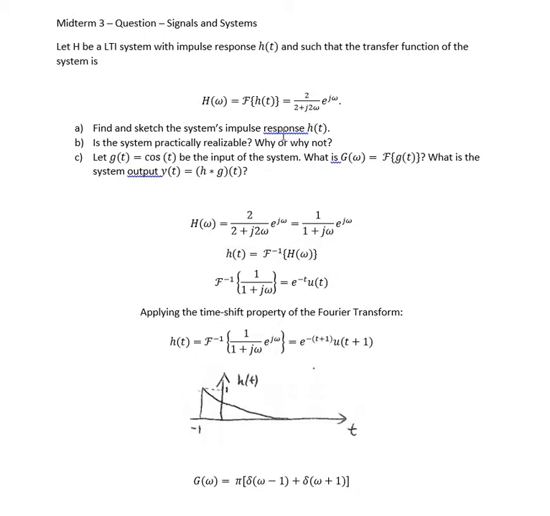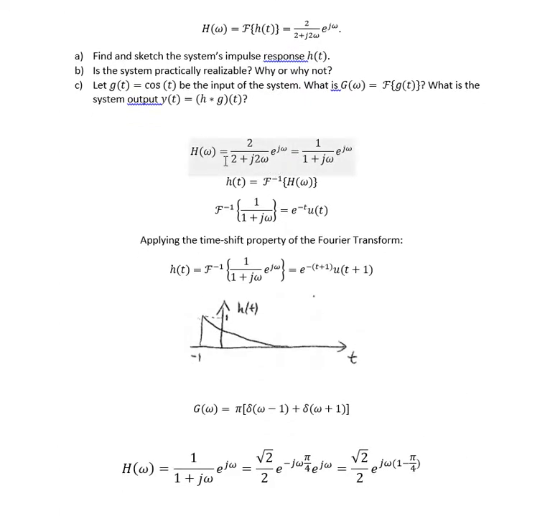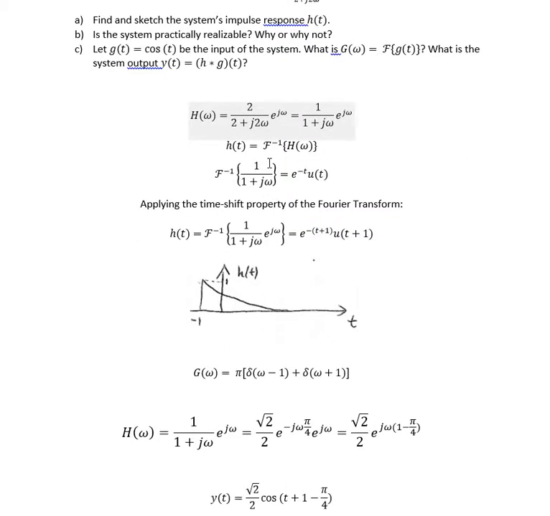First, I have my transfer function H(ω) = 2 / (2 + jω) times e^(jω). I need to find and sketch the system's impulse response h(t). Well, I know that my h(t) is the inverse Fourier transform of H(ω). And over here I have that my H(ω) can be written like that.